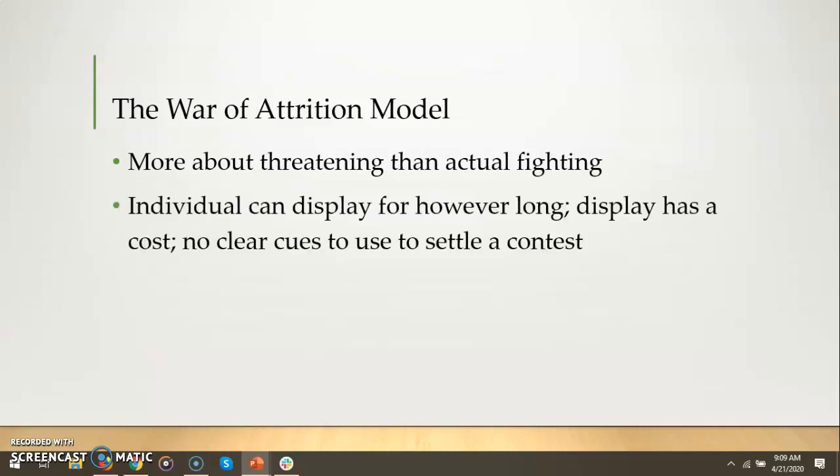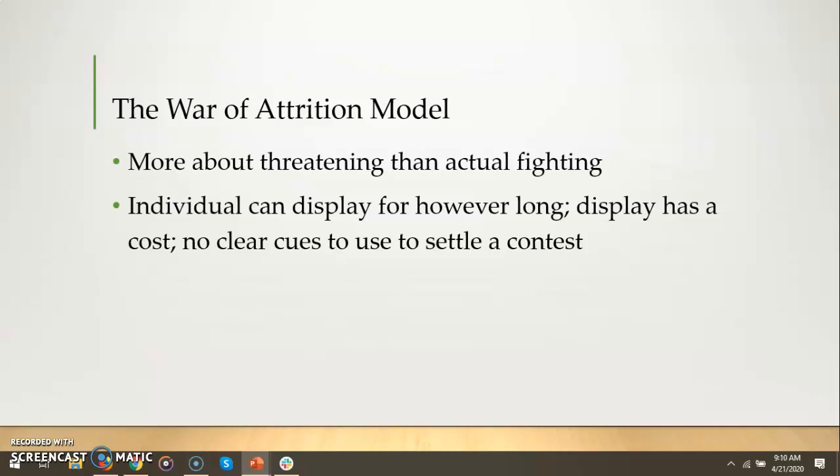Now this display has a cost. This threatening has a cost. Okay. Presumably it's less of a cost than fighting would have. But it's a cost in energy, it's a cost in time. Like I said, it doesn't necessarily mean a cost in actual injuries, although I'm sure that could take place. But it has a cost.